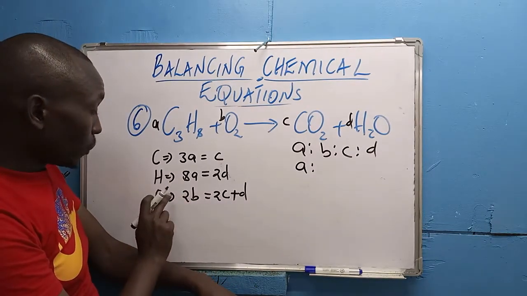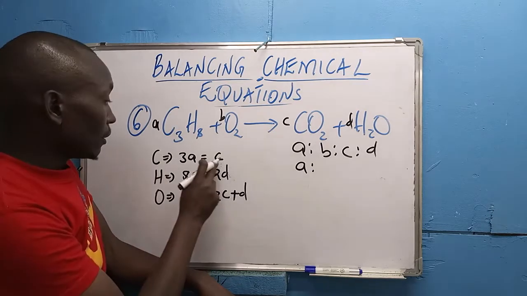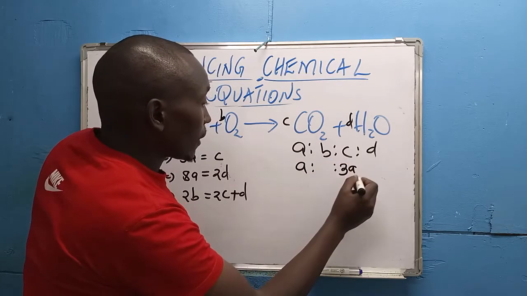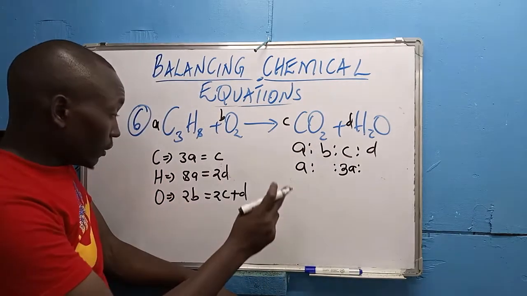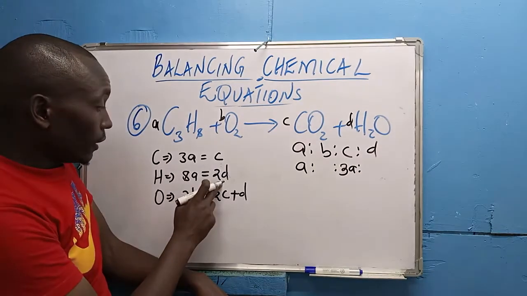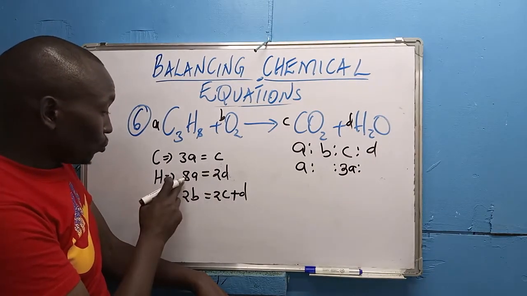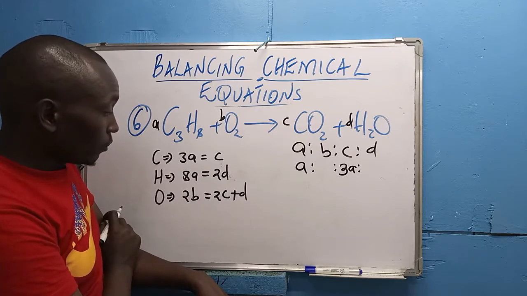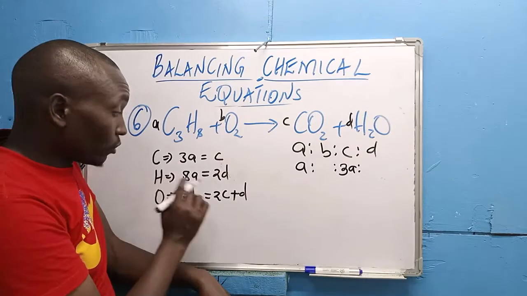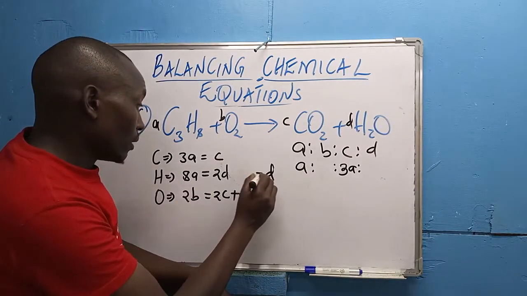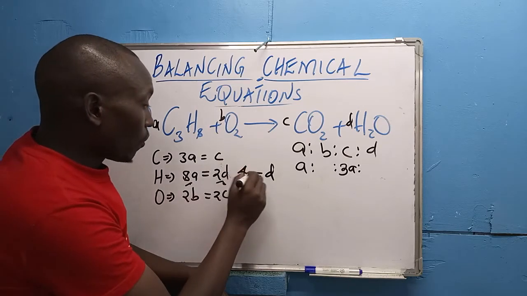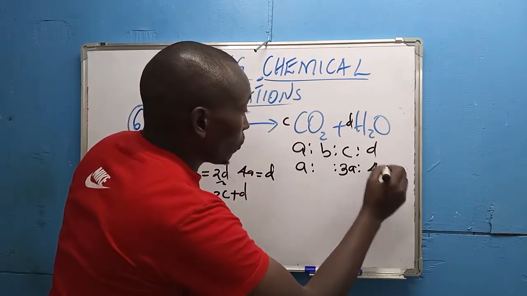I can even start with C. C is 3A. So automatically, instead of C, I write 3A. After doing C, then I can do the D here. The D is given by 2D is 8A. So what do I need to do? I want to represent D in terms of A. So I divide by 2 on both sides. So D will simply be 4A.